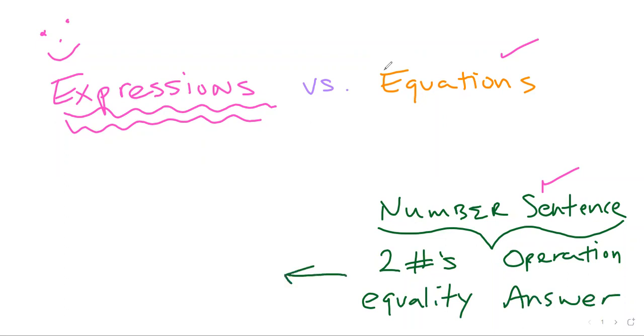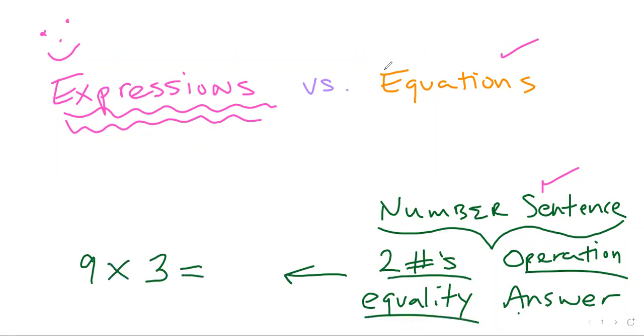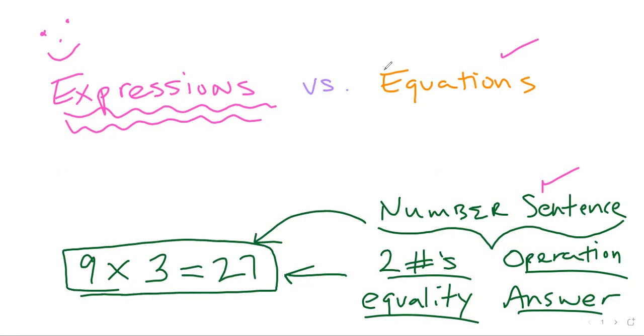Let's just take an example of two numbers. Maybe I want to do 9 and 3. Okay, I need an operation. I'm going to multiply those. Okay, I need an equality. That's equal to, and I need an answer. Well, 9 times 3 is 27. So this would be a number sentence that has every component to it. At least two numbers, check. An operation, check. An equality, check. And an answer, check. So that's what would create a number sentence. It's all the pieces.